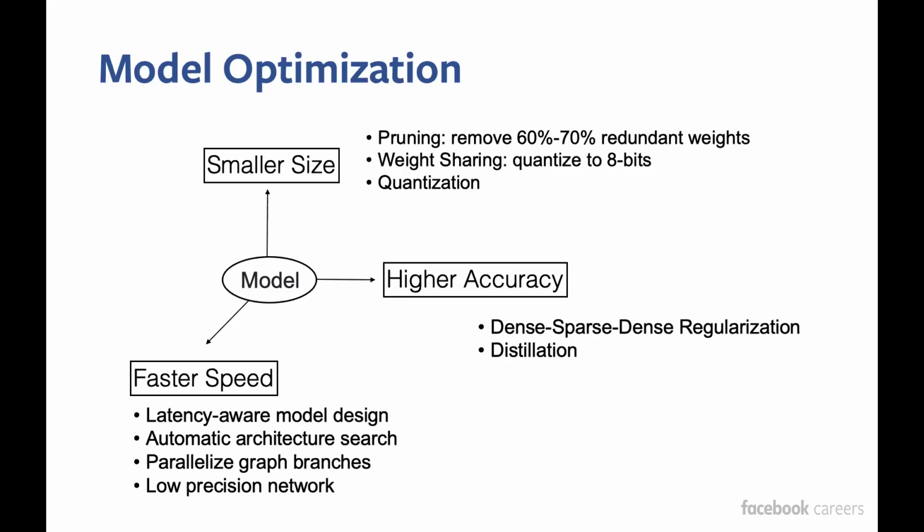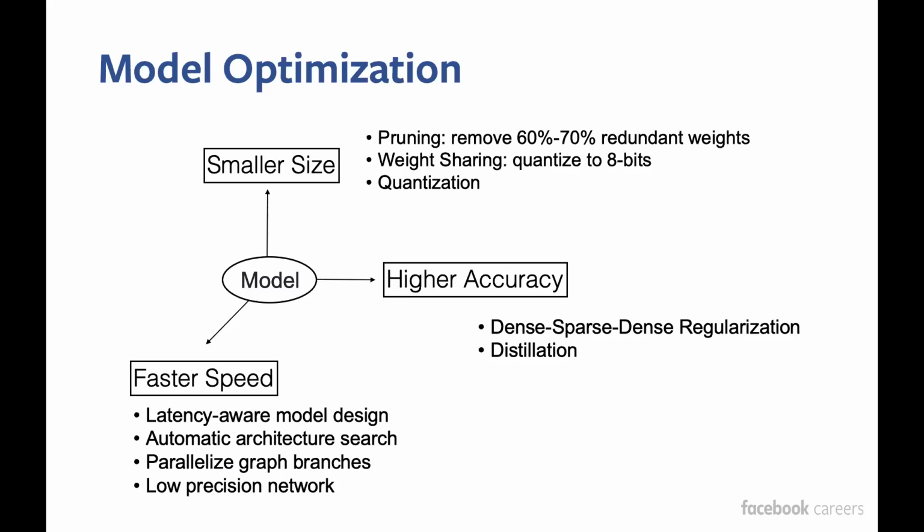To get higher accuracy, you can use Dense-Sparse-Dense to try to figure out how you can actually get better accuracy. Another thing I haven't talked about today is distillation: you can actually use a larger network to train a smaller network. This is a technique we call distillation. This would help on increasing the accuracy of smaller models.